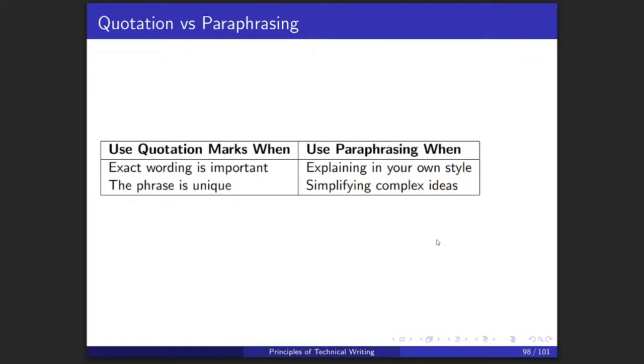So, quotation marks: use quotation marks when the exact wording is important. Use paraphrasing when required; paraphrasing is nothing but explaining in your own style. When the phrase is unique, in those situations the quotation should be used, and for simplifying complex ideas, you need to use paraphrasing. Okay.